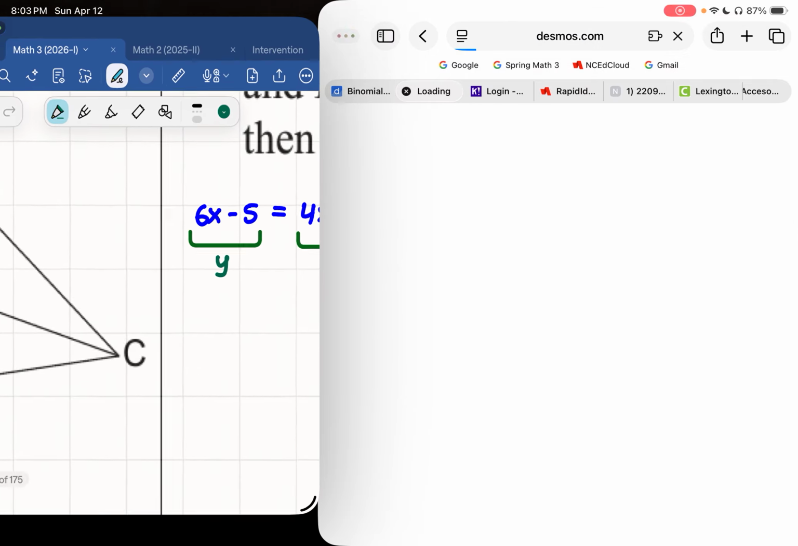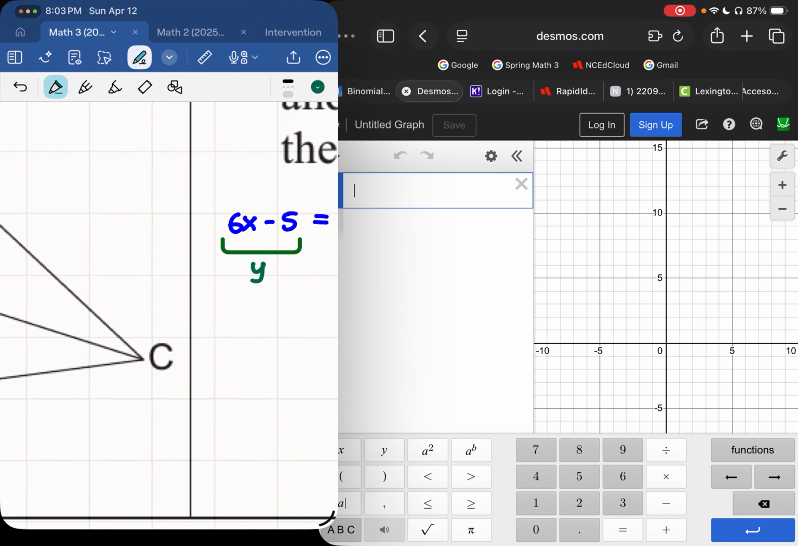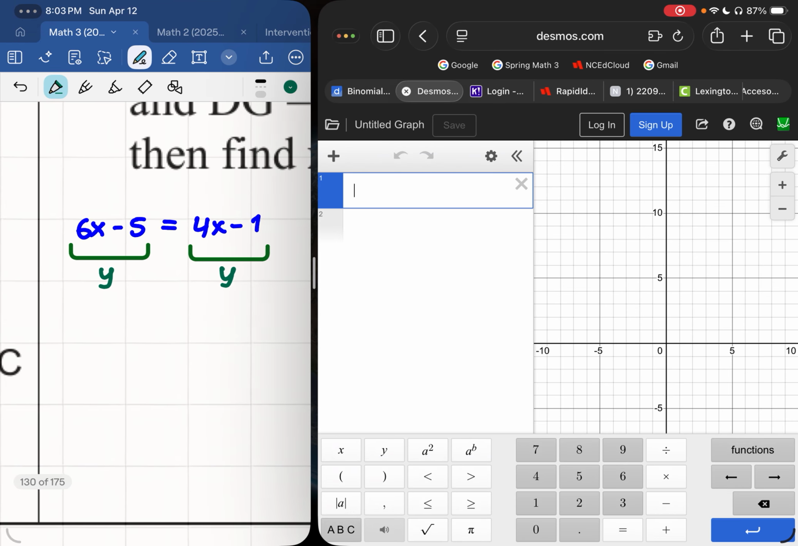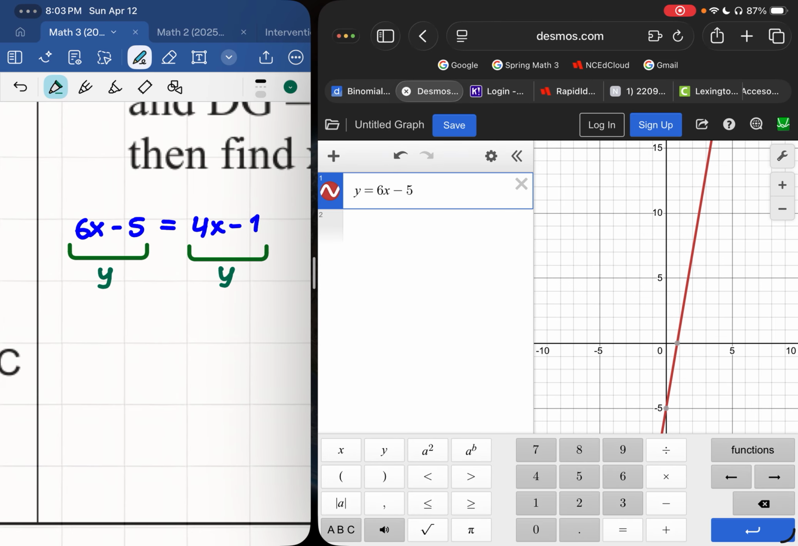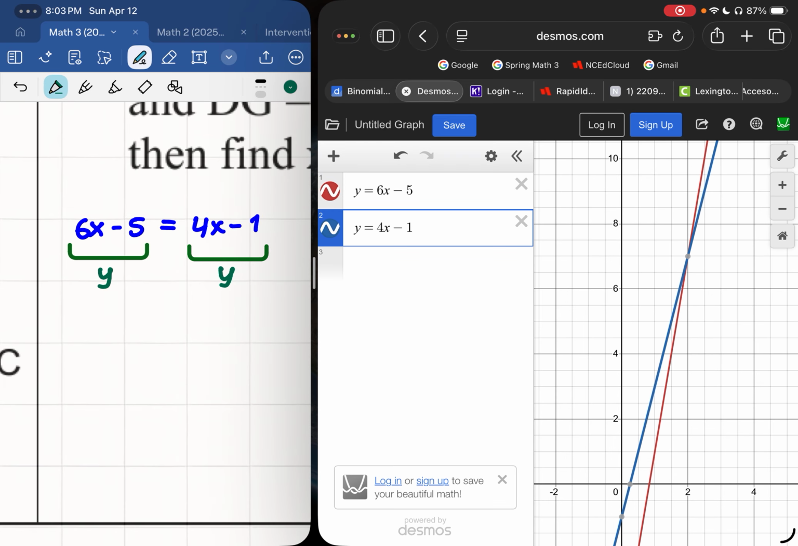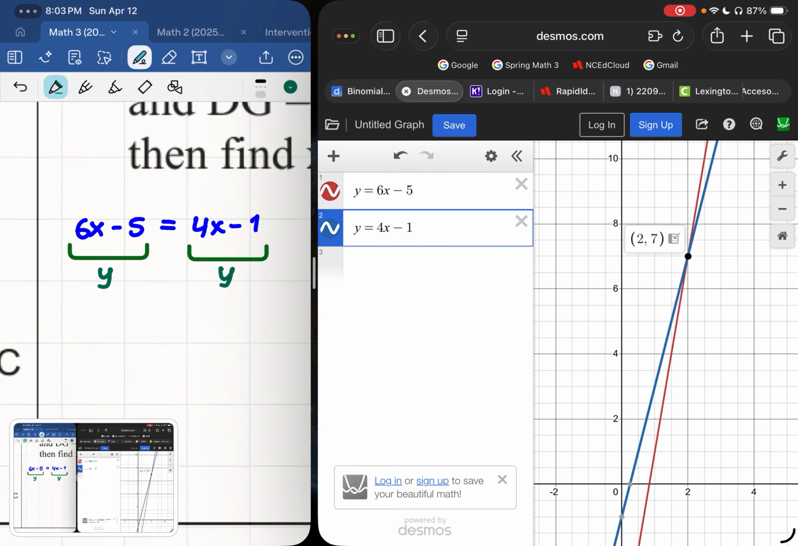I'm just going to go to Desmos, and let's solve this. I'm going to write: y equals 6x minus 5, and y equals 4x minus 1, right? The solution is going to be the intersection. The answer is (2, 7), but remember, as we're looking for x, x is the number on the left, so the answer is 2.